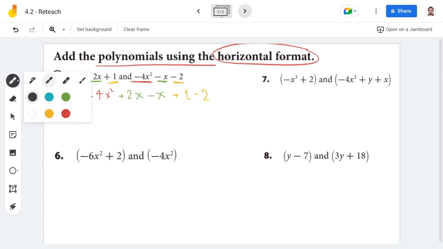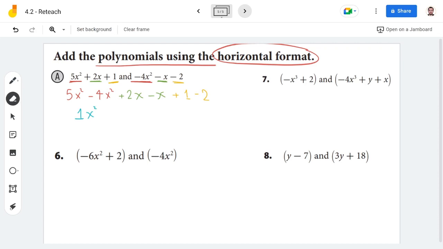Now, simplify. Let me write it in blue. So 5x squared minus 4x squared is equal to x squared, or we can say just 1x squared. It's up to you. Plus 2x minus x equals 1x, or you can just say x. Then we have 1 minus 2, which equals minus 1. So this one is my answer. See how the horizontal is faster than the vertical? So you can just state it, but underline the like terms. Now, let's go to question number 7.